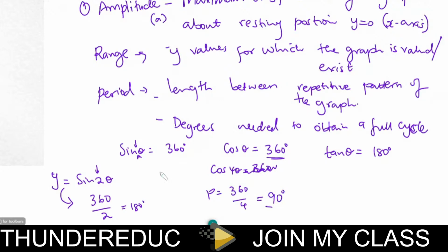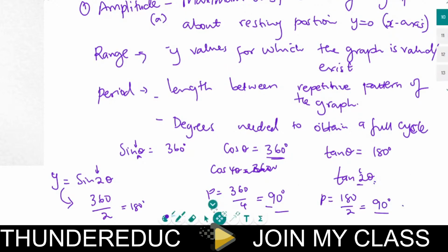And then if we have, let's say, the tan of 2 theta, the period will be 180 divided by 2, and then that will be 90 degrees in this case. So that is how anything before the angle affects the period, for as long as it is a multiplication. Any integer multiplied by the angle will affect the period of the graph. In other words, to reduce the period of the graph.